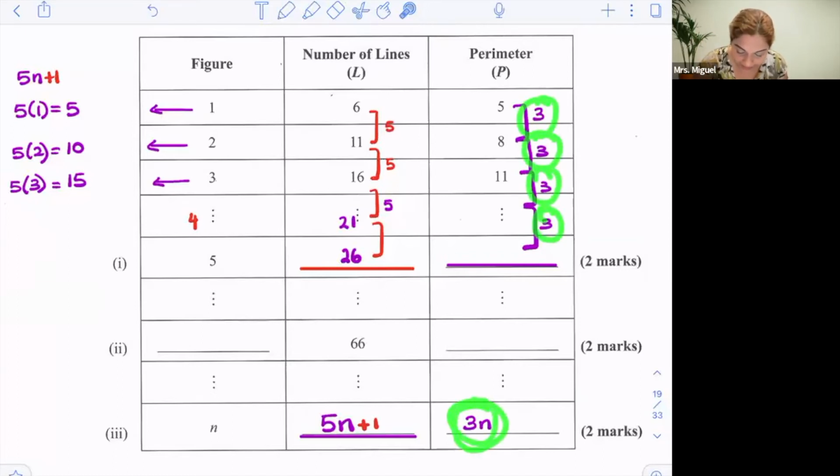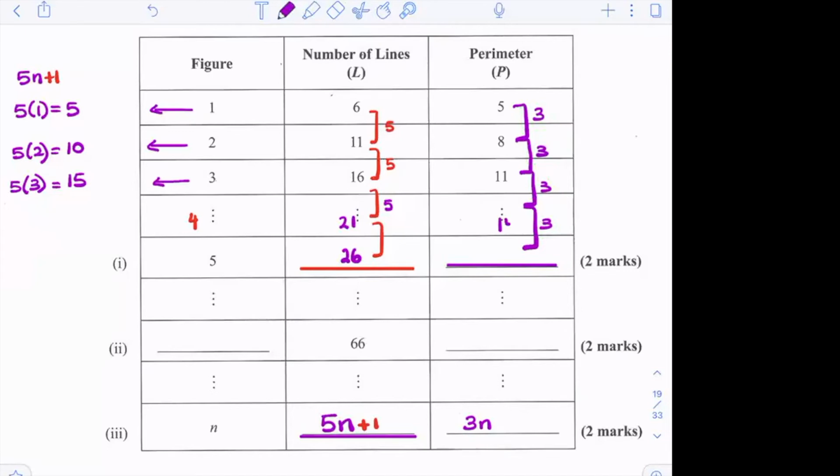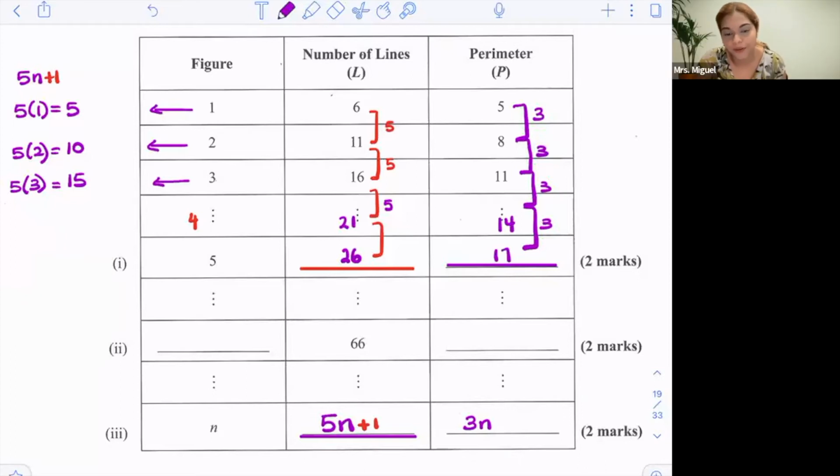So here the answer must make sense. Now, what is this value here? Here will be 14, 17. Now we're going back to the formula, right? Remember, the formula isn't complete as yet. So here I have 3n, and 3 by 1, 3 by 2, 3 by 3.